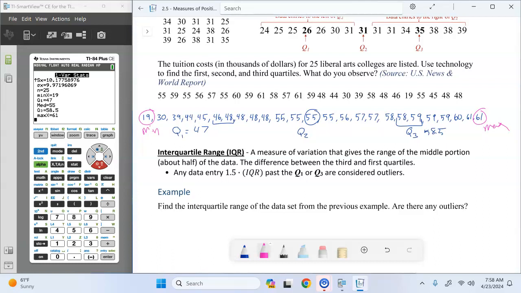What trends do we notice? Yeah, the difference between our minimum and Q2 is a lot larger than Q2 and our maximum. Any other trends, patterns? Describe what's happening.